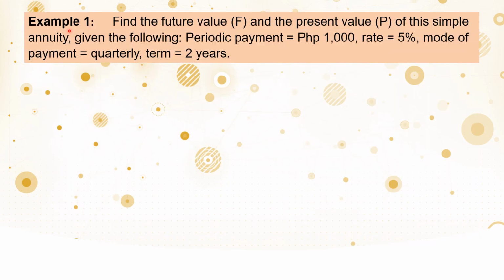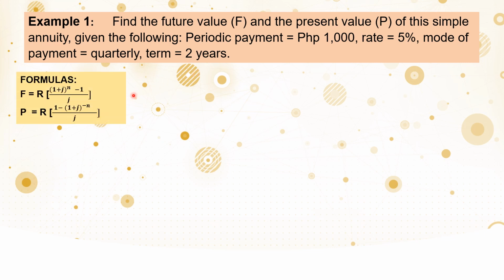Now, let's have example number 1. Find the future value and the present value of this simple annuity given the following. Periodic payment is 1,000 pesos. Rate is 5%. Mode of payment is quarterly. And the term is 2 years. So we are going to find the present value and future value using these formulas.